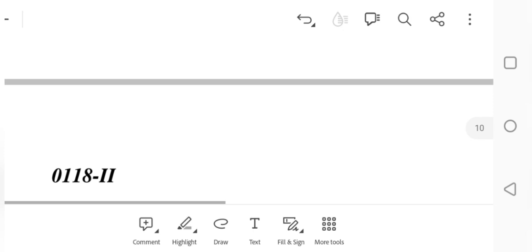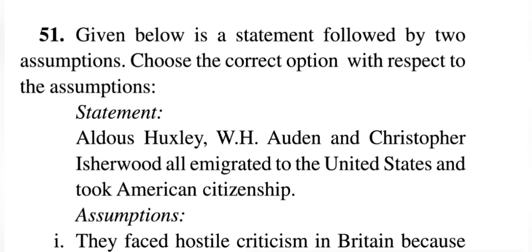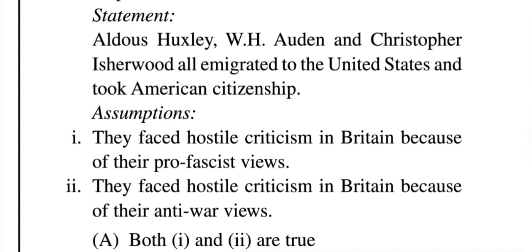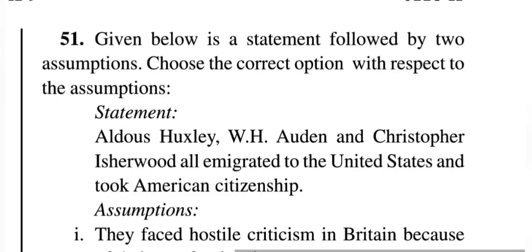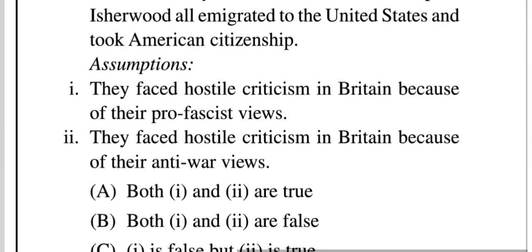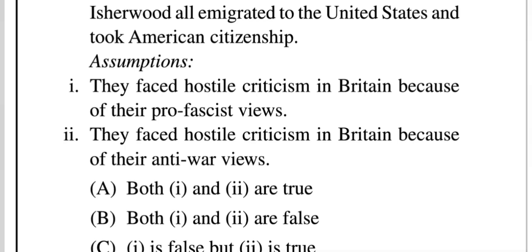Number 51, it's a bit long question. Given below is a statement followed by two assumptions. Choose the correct option with respect to the assumptions. So first we have got a statement, then we have got assumptions. According to the assumptions and statement, we have to find the correct answer. Let me read it. Aldous Huxley, W.H. Auden and Christopher Isherwood all emigrated to the United States and took American citizenship. This is the statement. Then we have got the assumptions. The first says they faced hostile criticism in Britain because of their pro-fascist views.